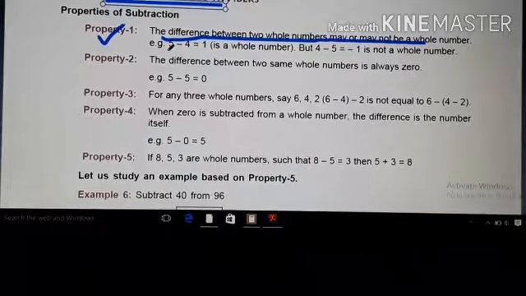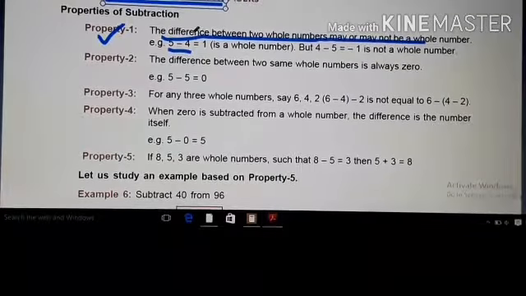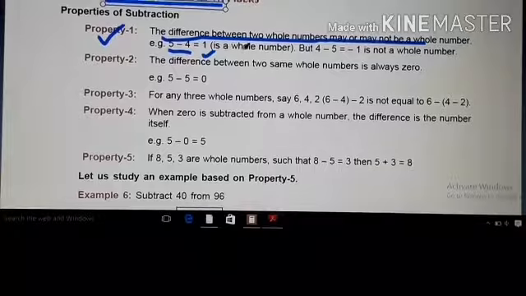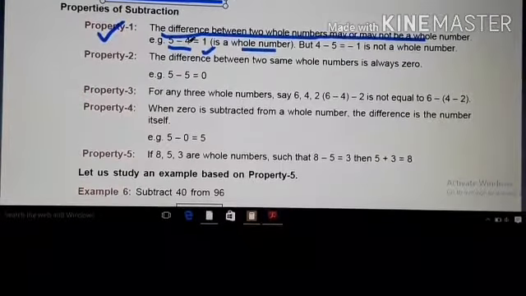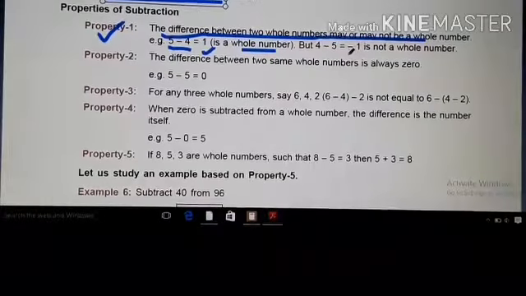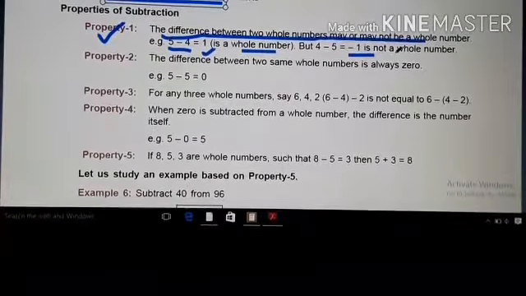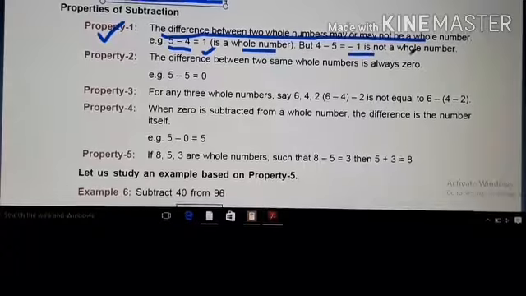Take an example: 5 minus 4 is 1. It is a whole number. But when we just reverse the digits, 4 minus 5 gives you minus 1. But it is not a whole number. Minus 1 is an integer.